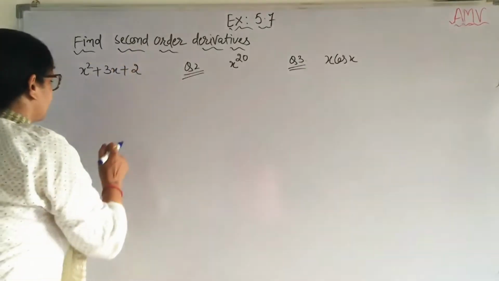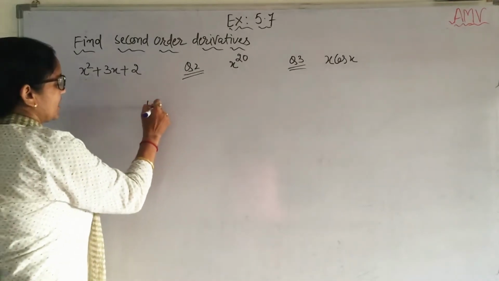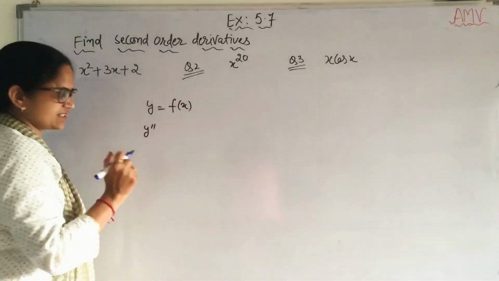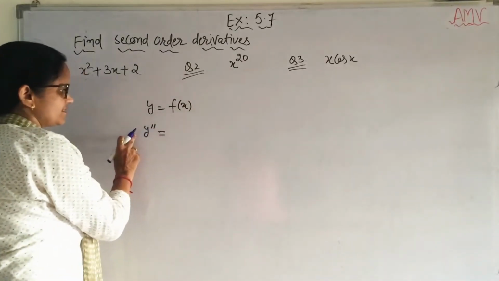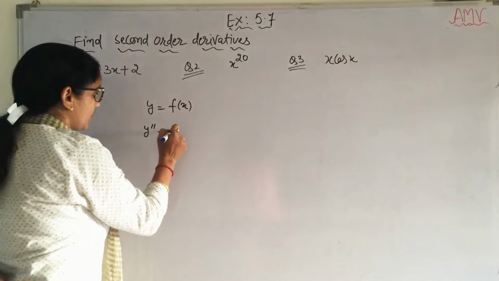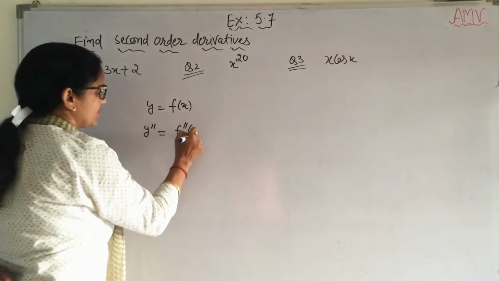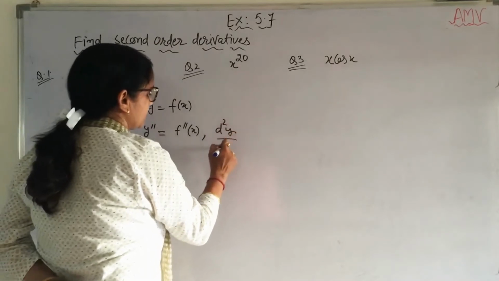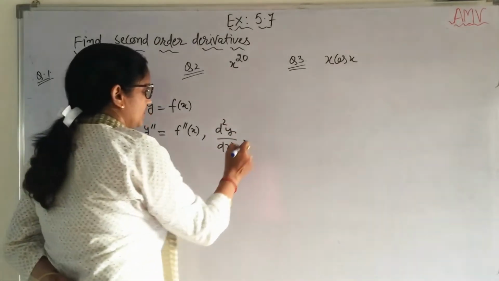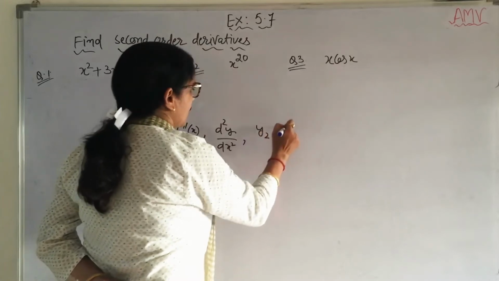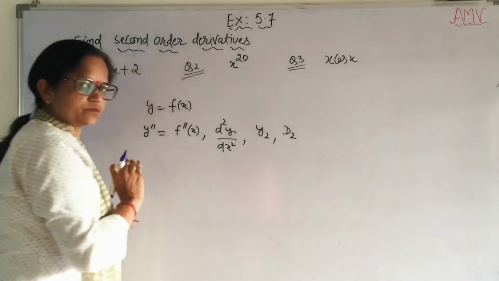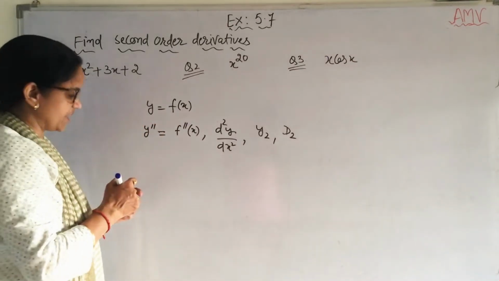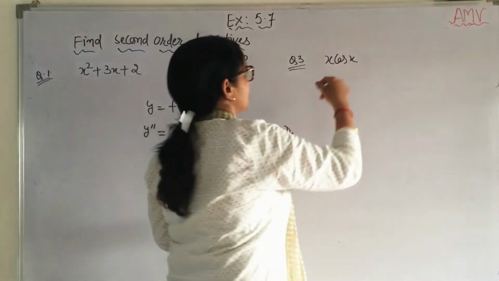For the second order derivatives, first, if y is equal to f(x), then y double dash represents the second order derivative, or we can write f double dash x, or d square y by dx square, or y2 and d2 also. These are simple notations to represent the second order derivative. Now I am starting the questions.